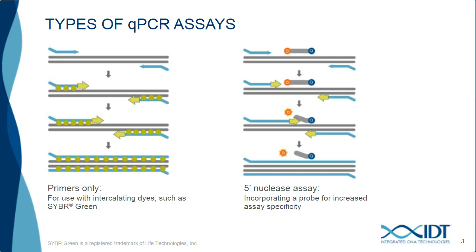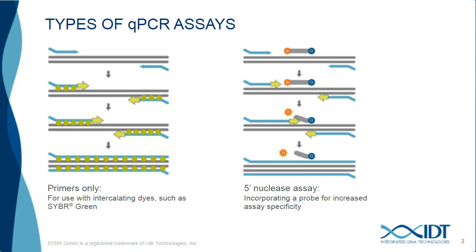qPCR assays can be broadly categorized into two types, either primer-onlys, as shown here on the left, or probe-based assays, shown here on the right. As the name suggests, primer-only assays contain two oligos, a forward and a reverse primer. As the primers extend, more and more double-stranded DNA is generated, and an intercalating agent, such as SYBR Green, can then bind to this double-stranded DNA. As more double-stranded DNA is generated, the signal increases in intensity.